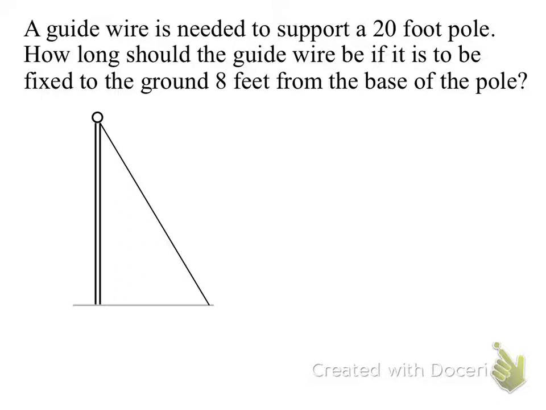What numbers am I placing in? 8 and 20. Where does the 20 go? 20 goes on the flagpole. 8 is for the space between the flagpole and the guide wire, so it's on the ground. That's your base. The ground, 8 feet. It's attached 8 feet from the pole.